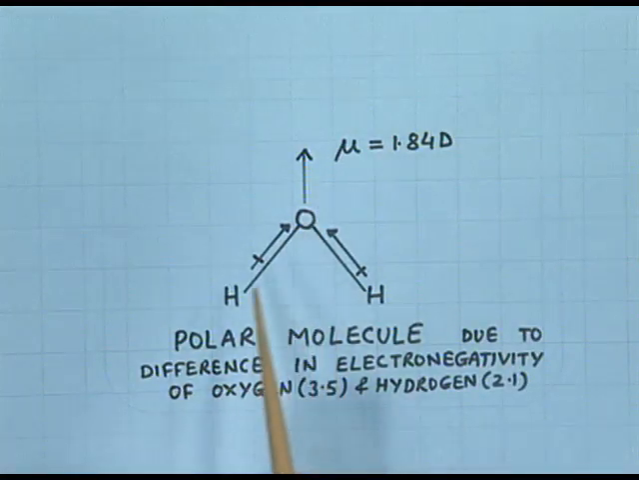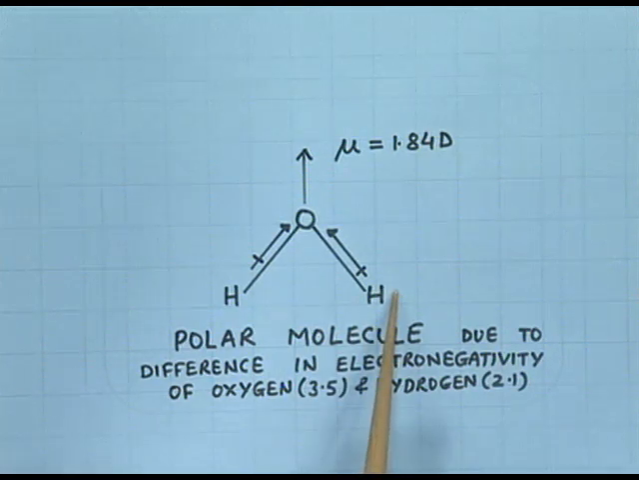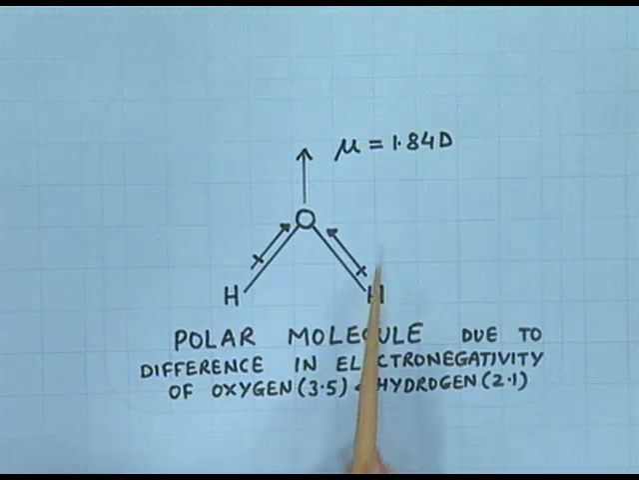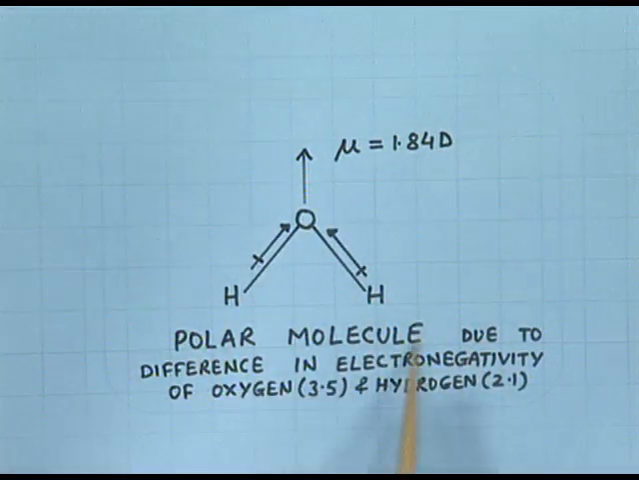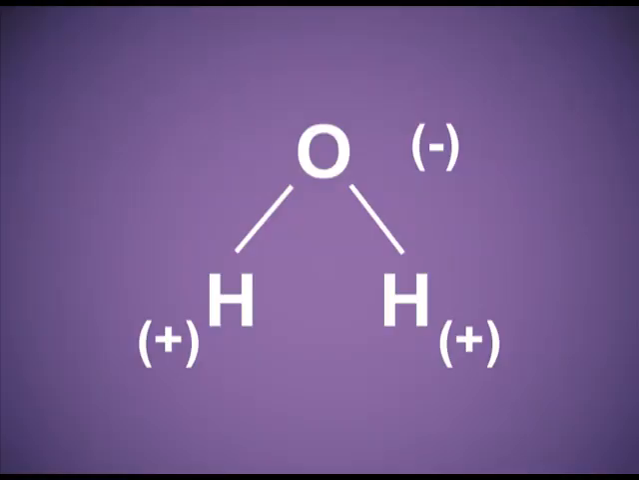Now we also know that oxygen is more electronegative than hydrogen. The electronegativity of oxygen is 3.5 and that of hydrogen is 2.1. Due to this difference in electronegativity, there is a dipole in the water molecule and the value of the dipole moment is 1.84 D, D for Debye, and the water molecule is polar. Let me show you through the slides.